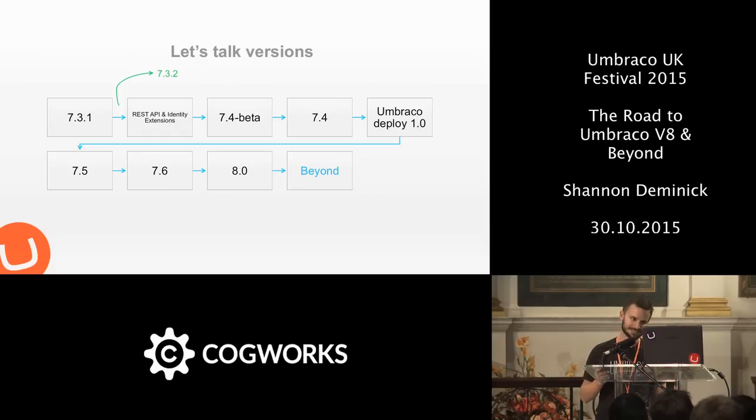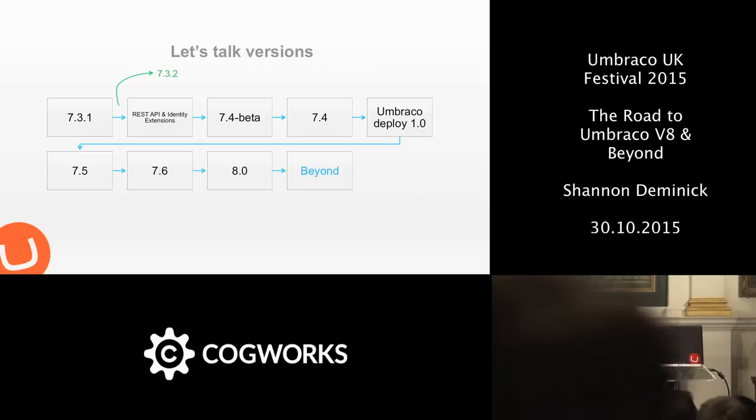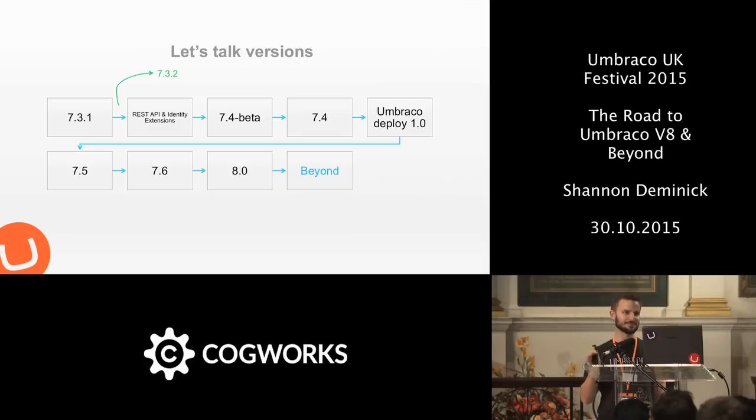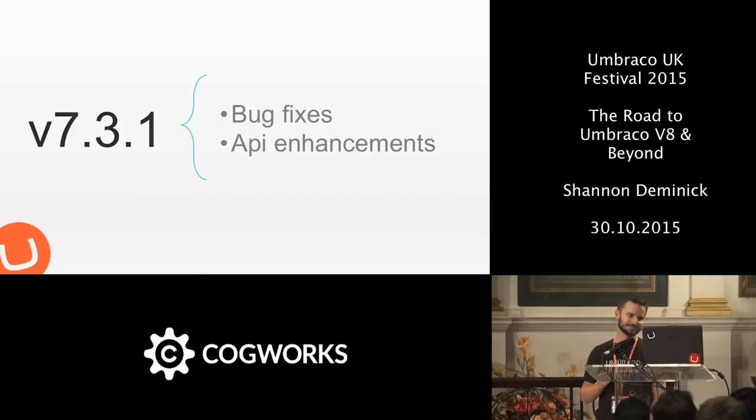7.4 beta release will probably be out soon. 7.4 final release, guesstimate probably November-ish. We'll talk about when Umbraco Deploy version 1 is going to be released, and then a 7.5 version, then a 7.6 version, a version 8, and then what's after that. There's probably a few things in between, but this is sort of the roadmap as we see it so far.